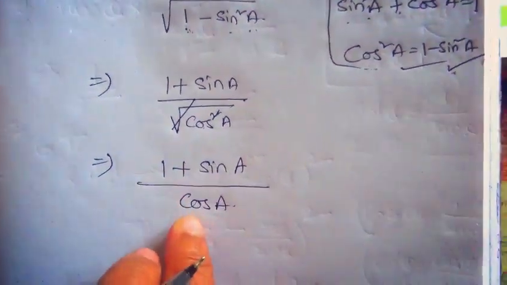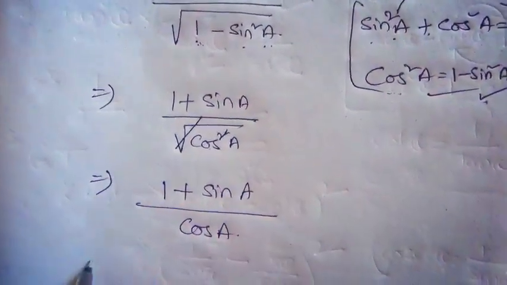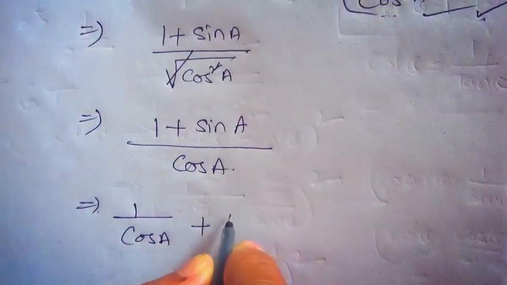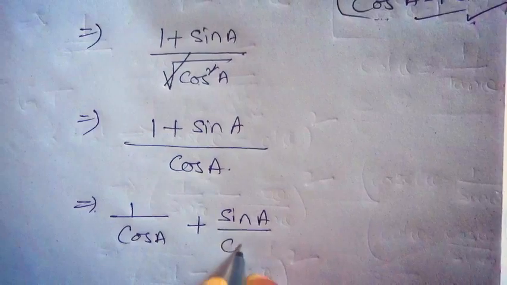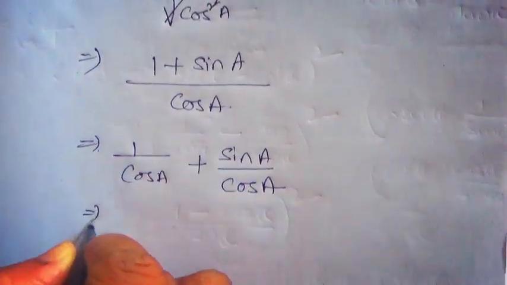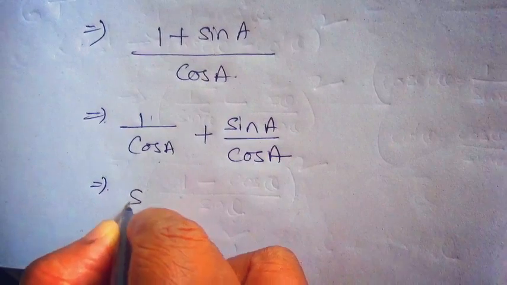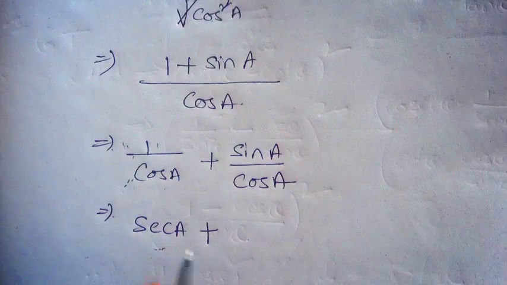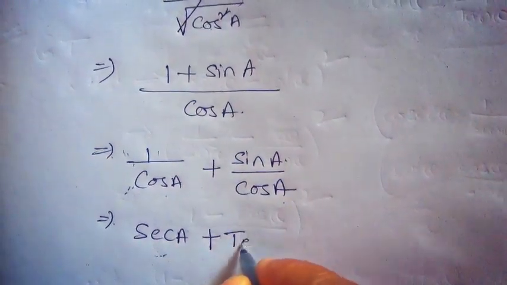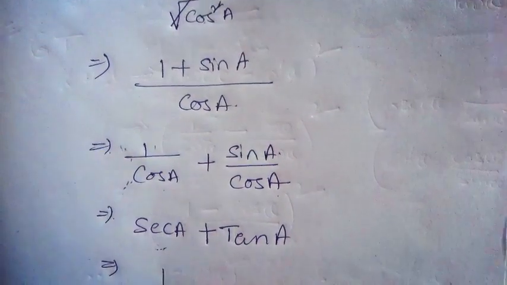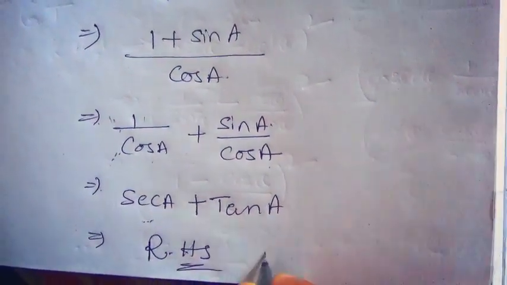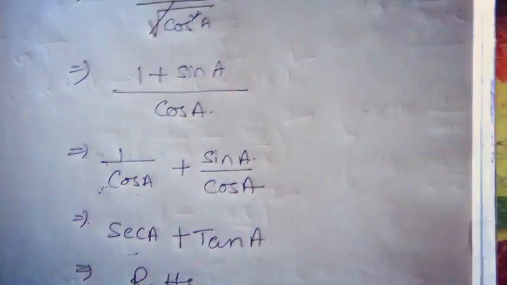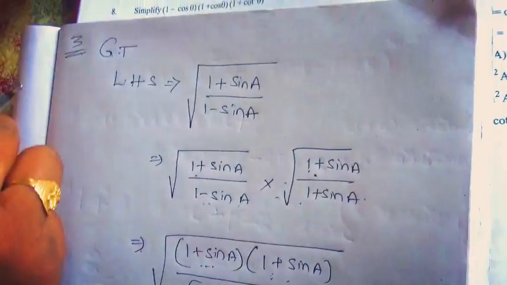I am separating this cos a for both the terms. That implies 1 by cos a plus sin a by cos a. But we know that 1 by cos a is nothing but secant a, the reciprocal of cos is secant a, and sin a by cos a is nothing but tan a. That implies RHS. Here we finished, hence we proved. So here we finished the third sum.